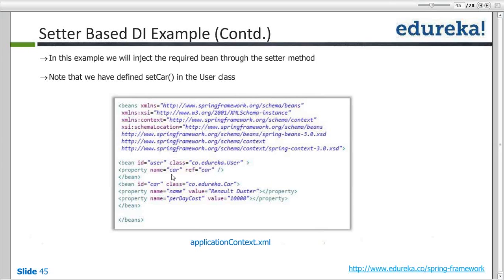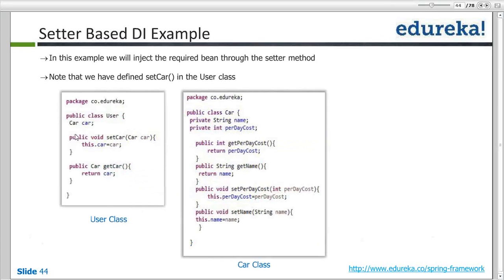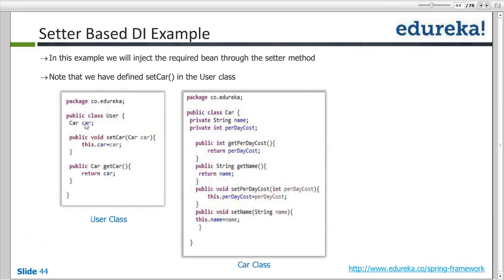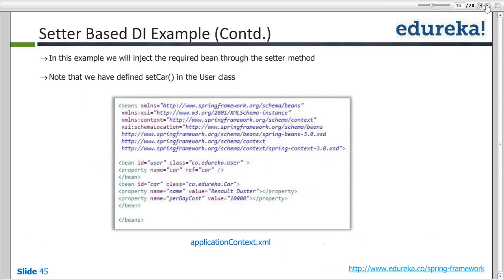And what does it consist of? It consists of a property. This property refers to the attributes. It consists of only one attribute, that is car, and here I say that the name is equal to car. It should be exactly the same as the name we have given here, and it is saying that it is referenced by this car bean.